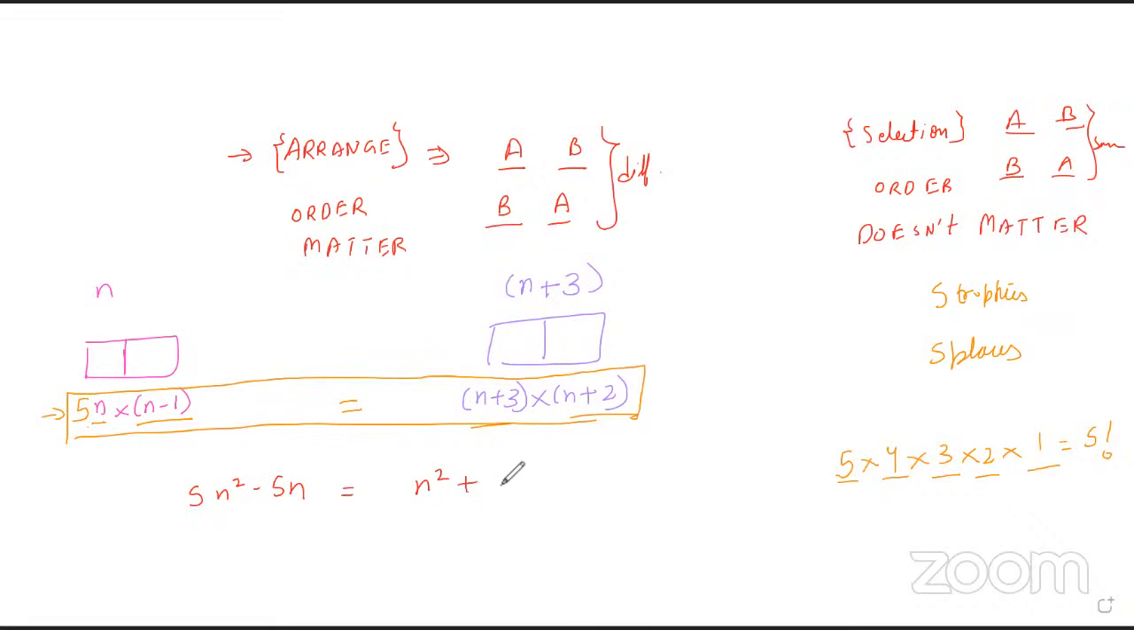n square plus... it would be 6... minus 6. Minus 6. So it will be minus 6. n square minus 4n... n square minus 12... 4n plus 2, and n minus 3 is equal to 0.